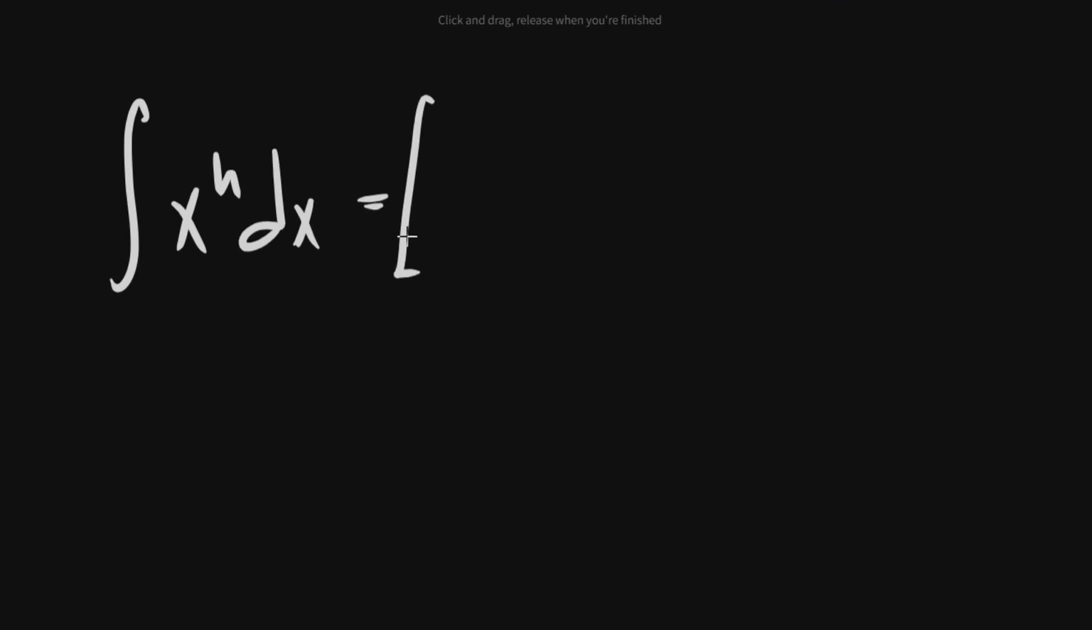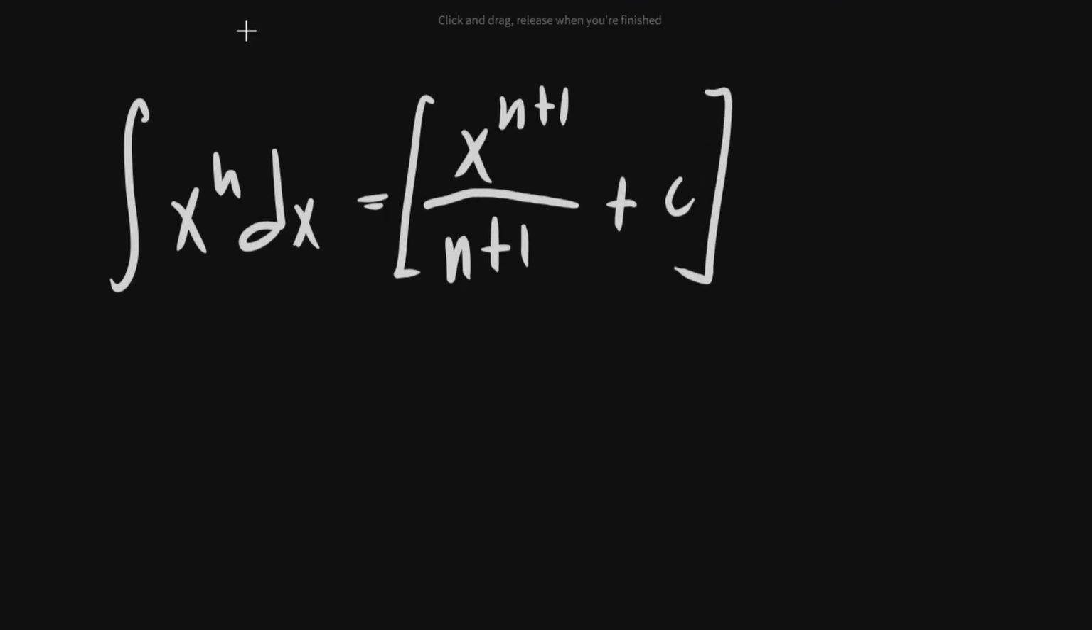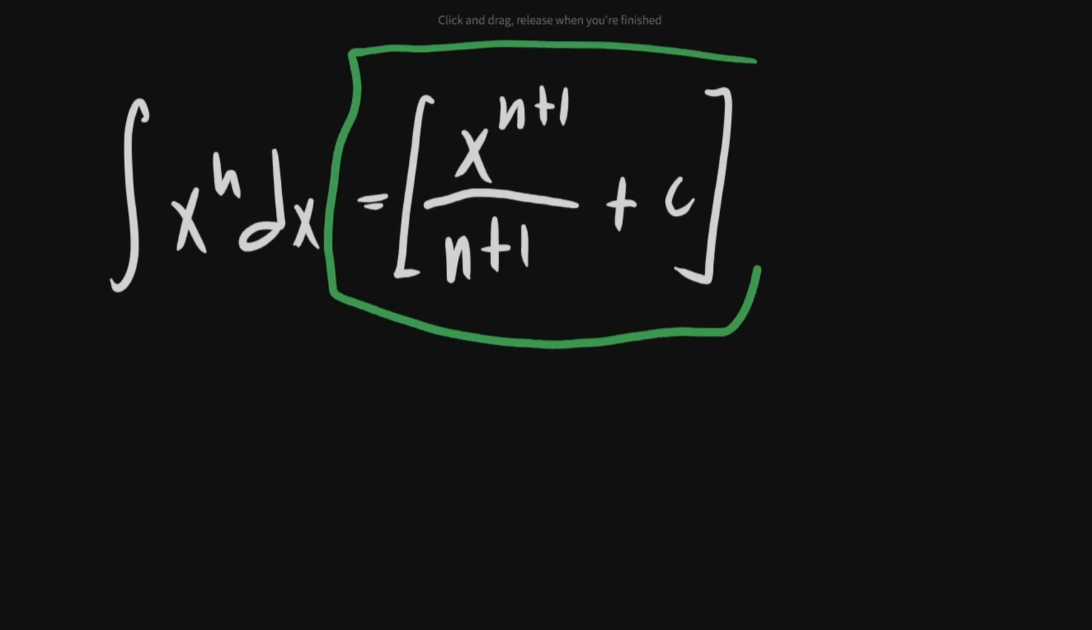So you need to be familiarized with this formula. The integral of x raised to n dx. In order to do the power rule, when you have x to the n, you need to add 1 to the exponent. Then at the bottom, you need n plus 1, plus c, of course. So that should be your final answer when solving for the power rule.